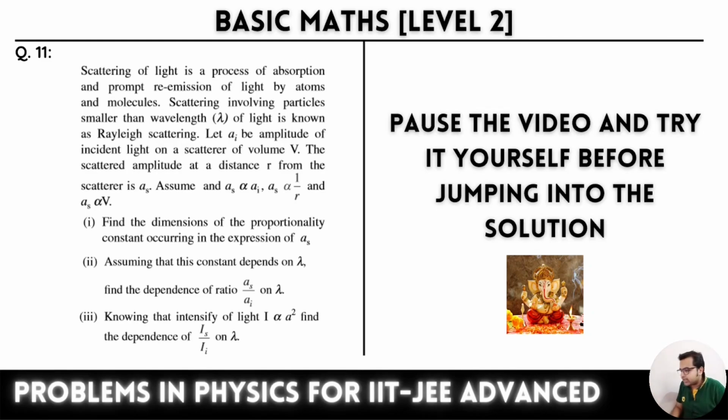And the second part is assuming that this constant depends on lambda, find the dependence of the ratio A_s upon A_I on lambda. And the third part is, knowing that the intensity of light is directly proportional to A square, find the dependence of I_s upon I_I on lambda. So I hope you can do this problem. You have to just apply some common sense and logic. So please pause the video and try it yourself before jumping into the solution.